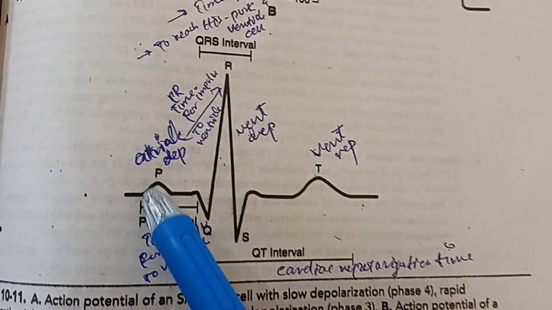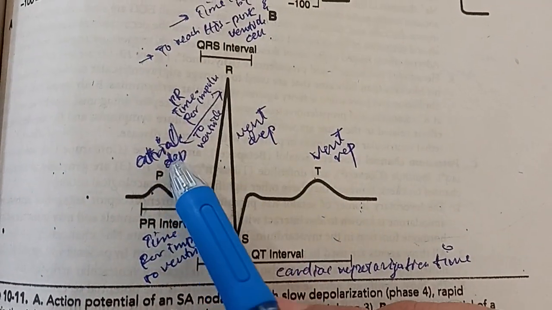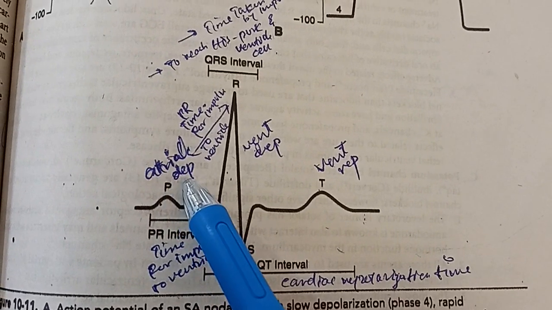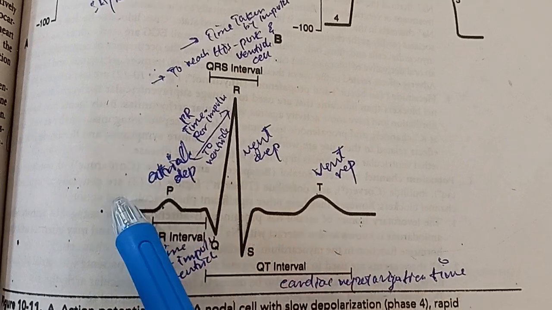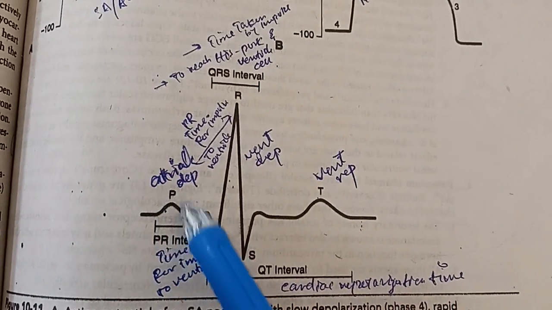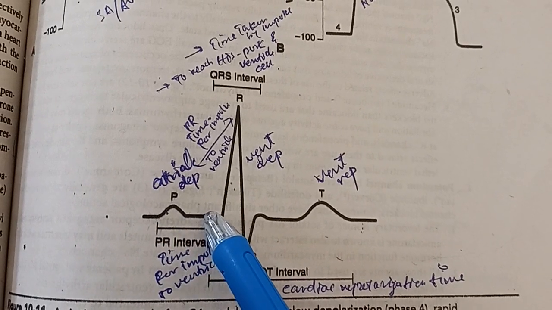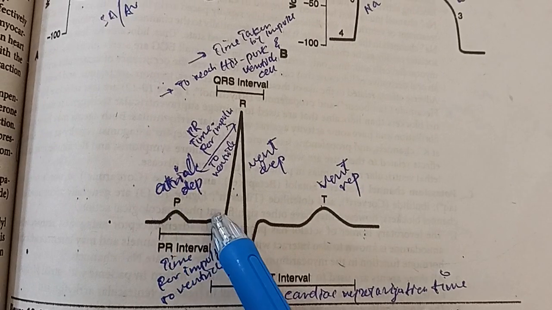Anyway, we have the P wave, then the QRS complex. The P wave tells us about atrial depolarization. We know that the heart has four chambers. The upper chambers are called atria, the lower are called ventricles. So when the atria depolarize, the P wave is generated. Then this distance is given the name PR interval, from P to R.